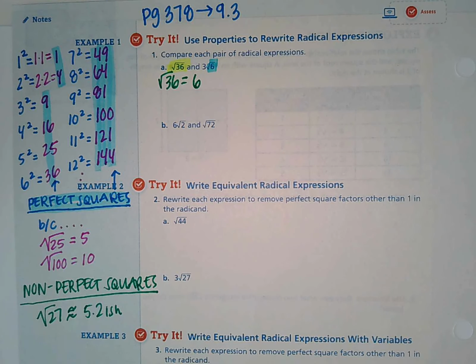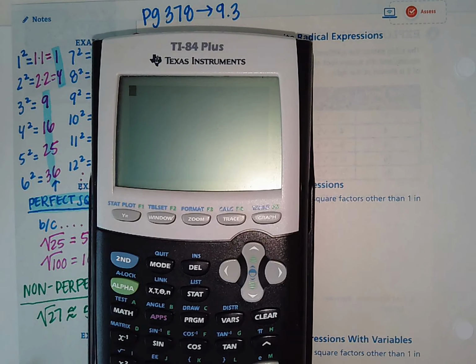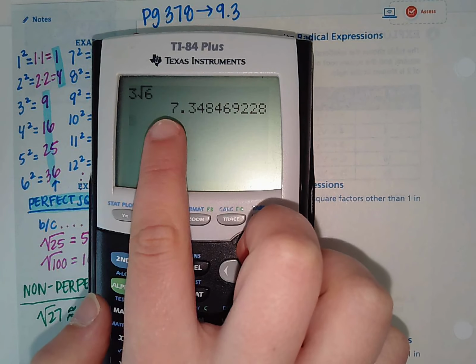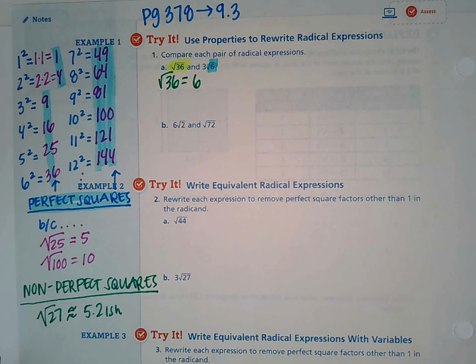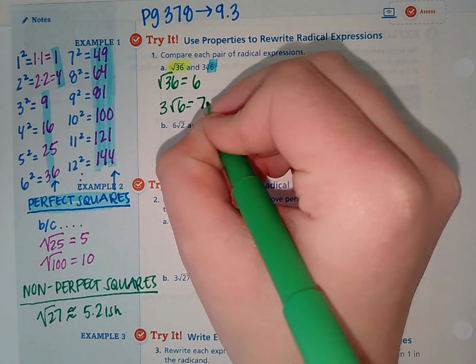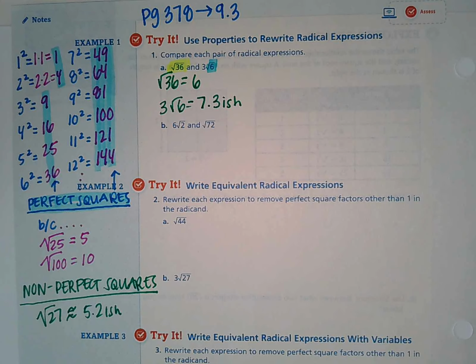So let's figure out what 3 radical 6 is. I didn't mean fraction, I meant to say let's turn it into a decimal. So this 3 radical 6, if I find the value of it, is really 7.3. So we could say that 3 radical 6 is 7.3-ish. And when it says to compare, we want to pick which one is bigger.